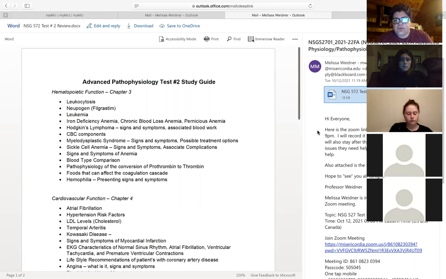There is 1 or 2 questions on the Hodgkin's lymphoma. Again, remember when we're talking about diseases, you're talking about signs and symptoms, possible treatment options, and the pathophysiology of whatever the disease is. We'll also talk about myelodysplastic syndrome and sickle cell anemia.